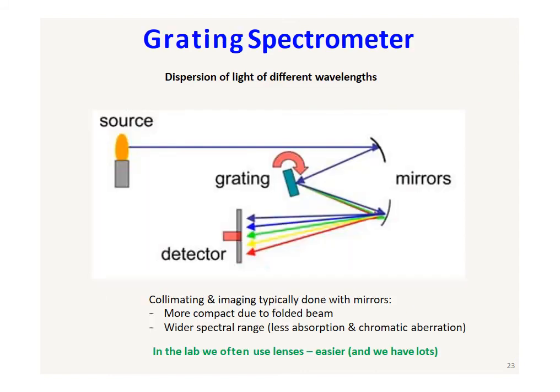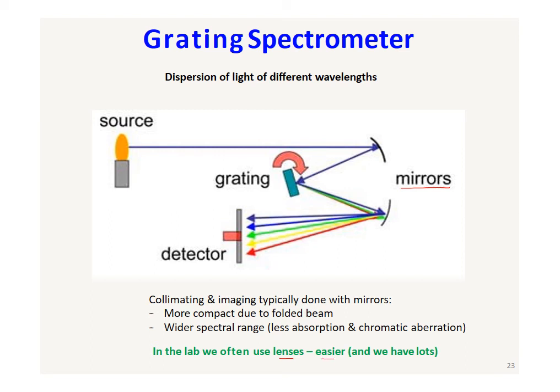In the lab, you'll be building a grating spectrometer. A commercial spectrometer generally uses mirrors in order to focus the light or make it parallel. However, in the lab, we'll be using lenses. They're cheaper and we have lots of them. They're also a lot easier to align.